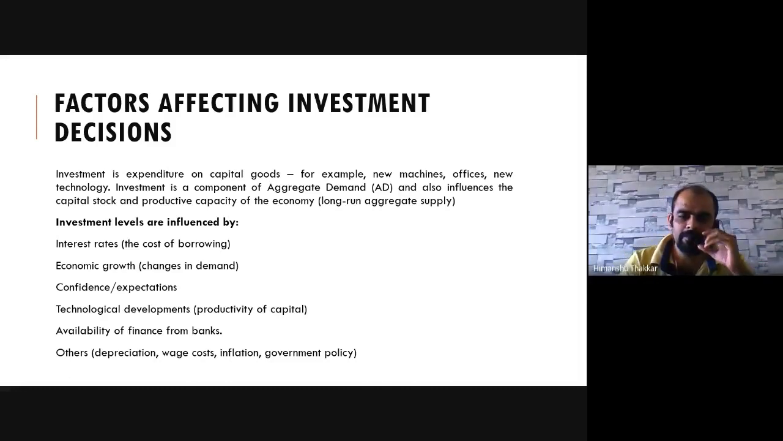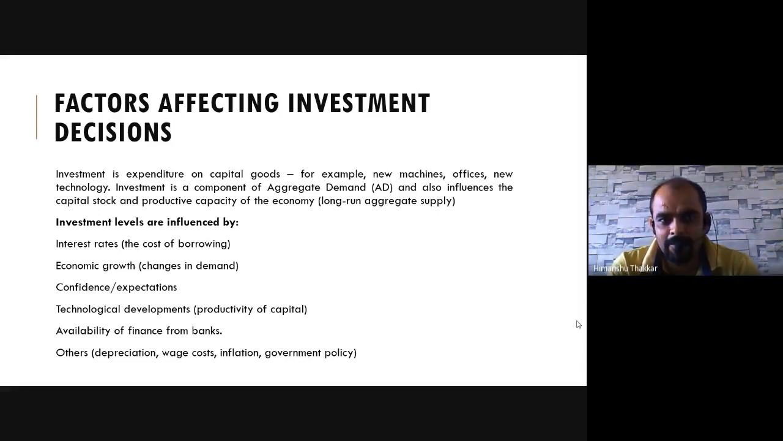All right, let us continue with the factors affecting the investment decisions. So, investment is expenditure on capital goods. Basically, you're putting your money into securities and asset classes, which are also called capital goods. For example, buying new machines, offices, new technology. Investment is a component of aggregate demand and also influences the capital stock and productive capacity of the economy.